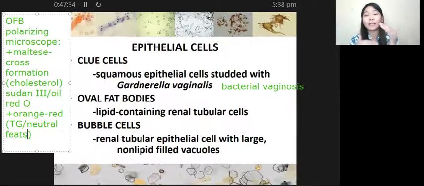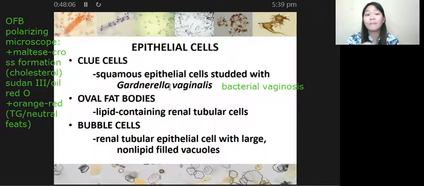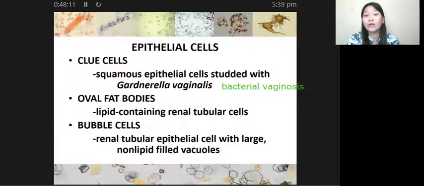Okay? So it's important that we are able to clearly differentiate your oval fat bodies from your bubble cells. So pag positive sa polarizing, may Maltese cross formation, positive orange-red sa ating lipid stains, oval fat bodies yan. So pag negative in both, bubble cells yan. Kasi non-lipid. Okay? Yung vacuoles niya. Nakuha? Ayan. So those are the modifications of your epithelial cells which might be present in our urine sample.